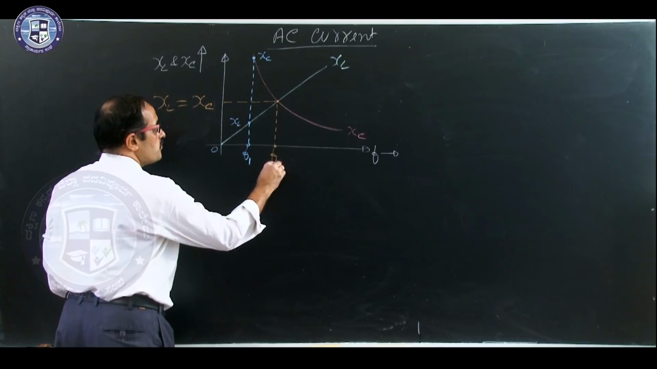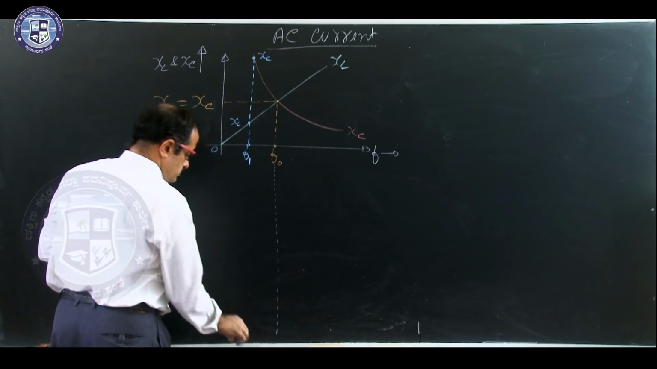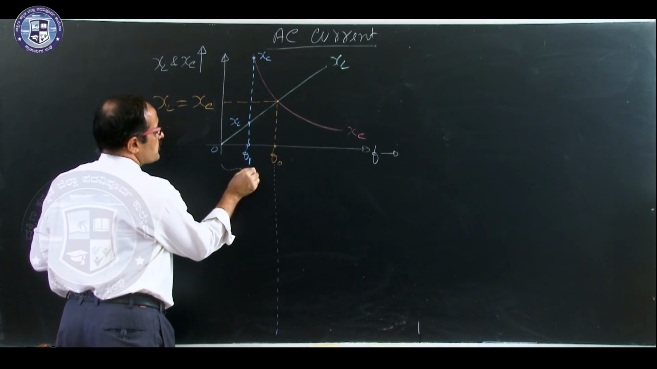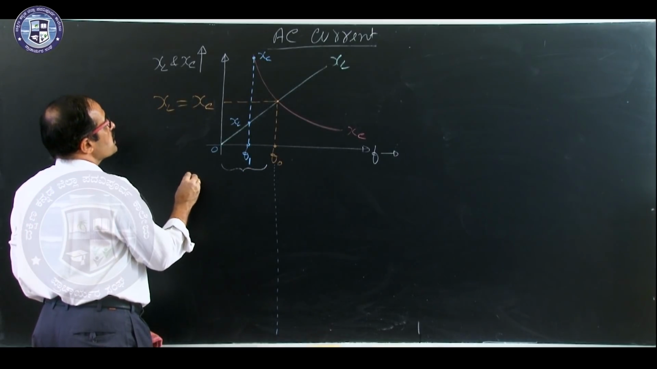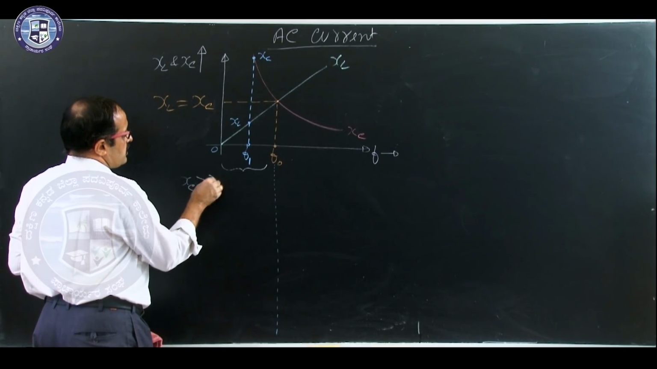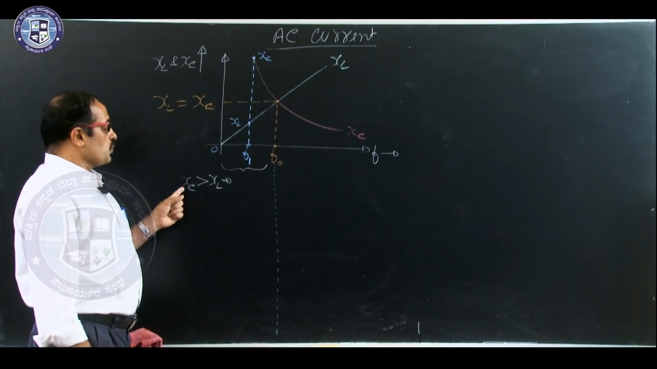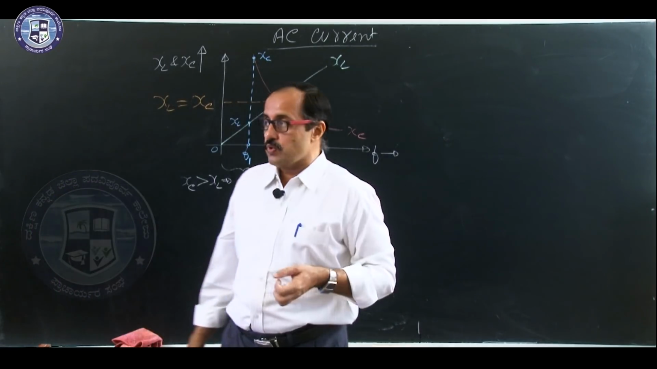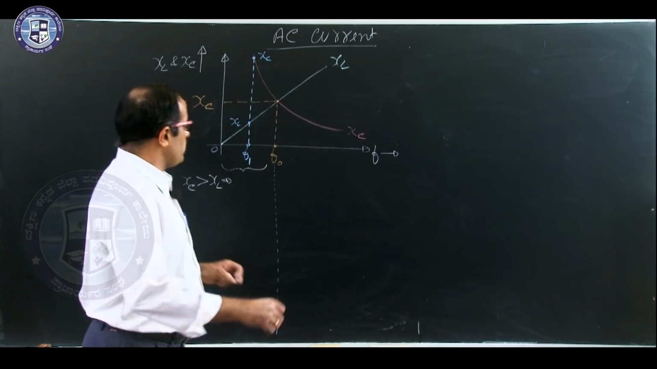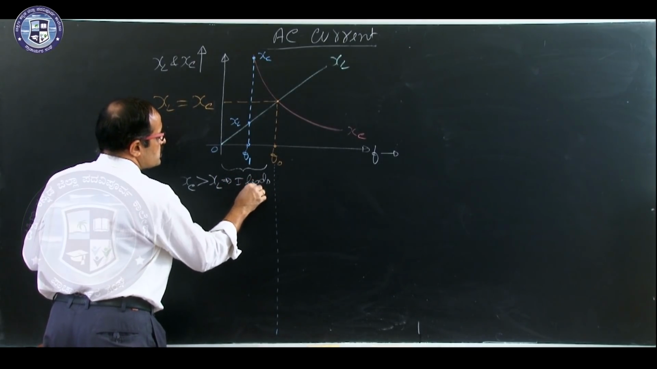Therefore, in this range, definitely we can say capacitive reactance is greater than inductive reactance, which implies what conclusion? The capacitor controls the circuit. What is the property of the capacitor? In the case of a capacitor, I leads V.